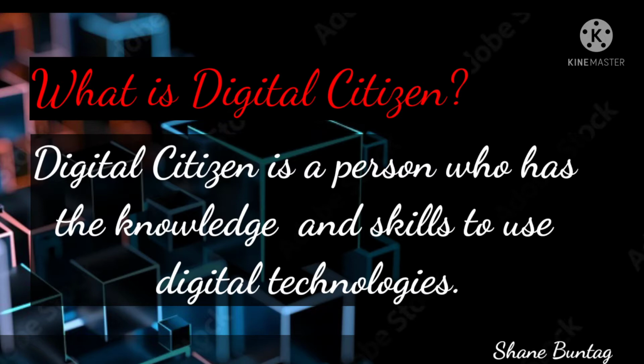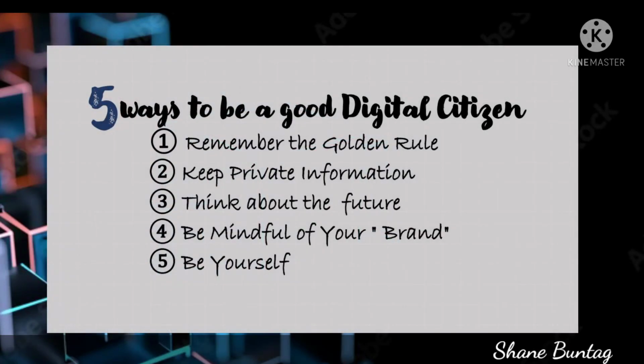A good digital citizen is one who knows what is right and wrong, exhibits intelligent technology behavior, and makes good choices when using technology. There are 5 ways or tips to become a good digital citizen. The first is remember the golden rule. Treat people the way you want to be treated, or have a member of your family treated.